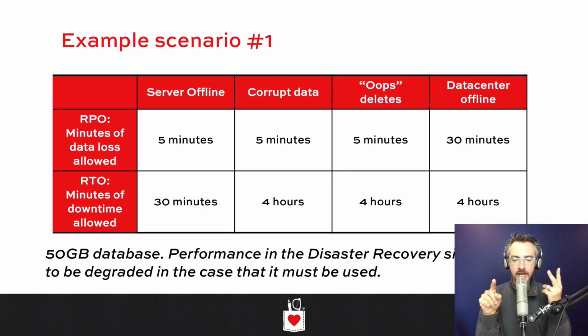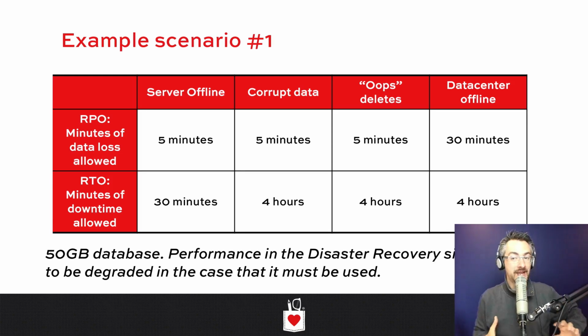Now, in this case, the customer has said, we've got just a 50 gig database, so it's not a big monster. But performance, we don't really care about in the DR data center. We care a lot about it in the primary data center. We need our inserts, updates, and deletes to go fast. We're really serious about high performance over here. But things could be slower and a little bit degraded over here.